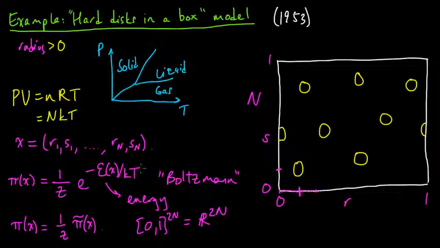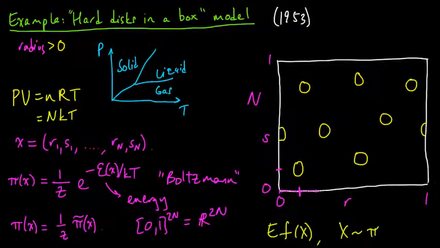And then they would try to estimate the pressure. And so the pressure, if I understand this correctly, is a function of x, something like that. That might not be completely right, but it was something like that. They had some function that they were trying to estimate the expected value of. So let me just call it f of x, whatever that function is. So we want to estimate this expected value where x is a random configuration distributed according to pi.